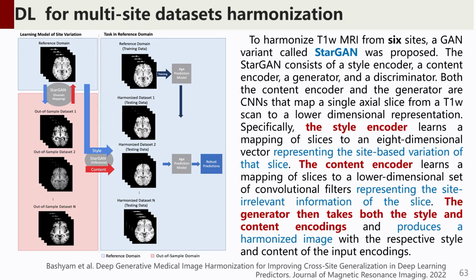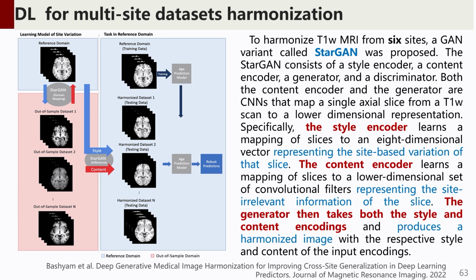So finally, there are some other use cases in deep learning, such as site harmonization. We know that when we're dealing with big image data, you usually need to deal with dozens of sites now. So different sites have many side effects that we need to overcome. And here is one called StarGAN, which was proposed to deal with this site difference.